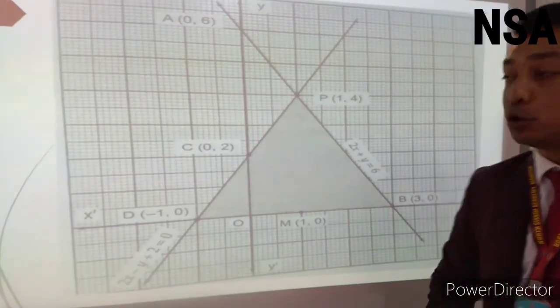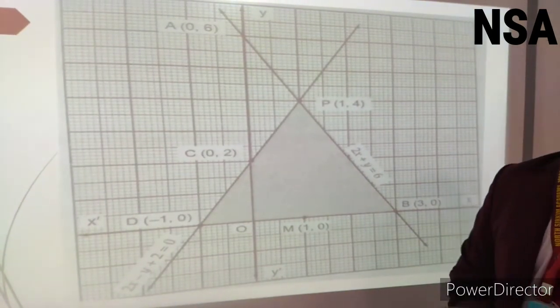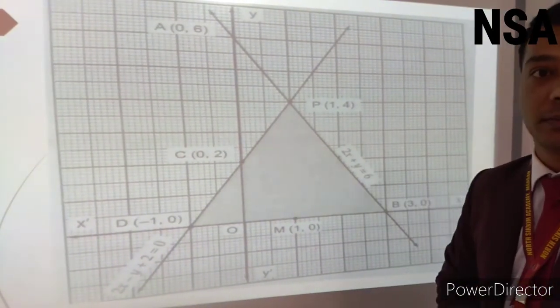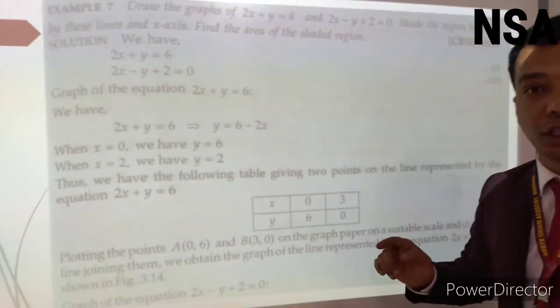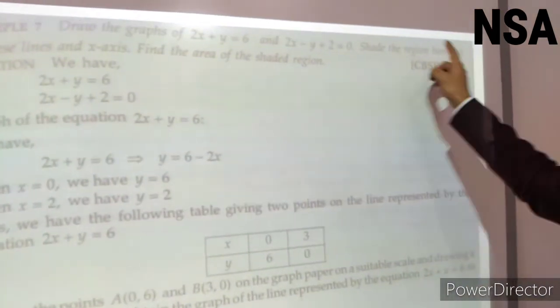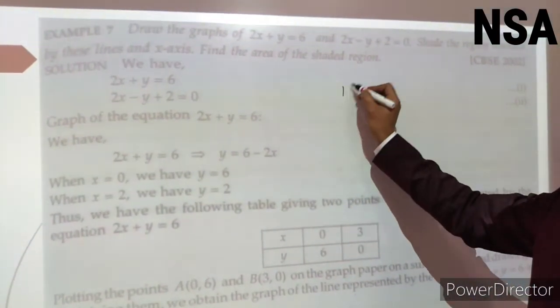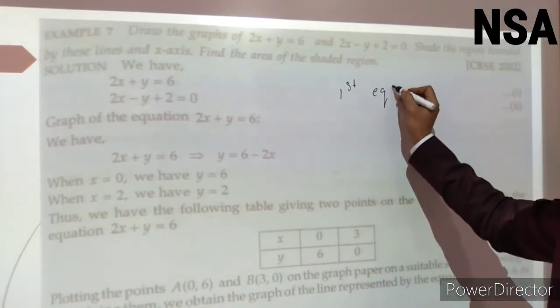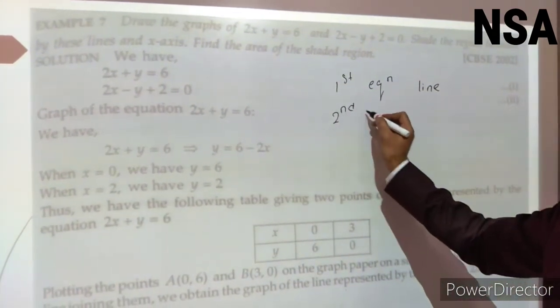Now how do we come to know that this is the triangle which we have to take? So let me go back to the question. As you can see in this question, they have already said you have to shade the region bounded by these lines. Now what is the meaning of these lines? These lines mean the first equation line and the second equation line.